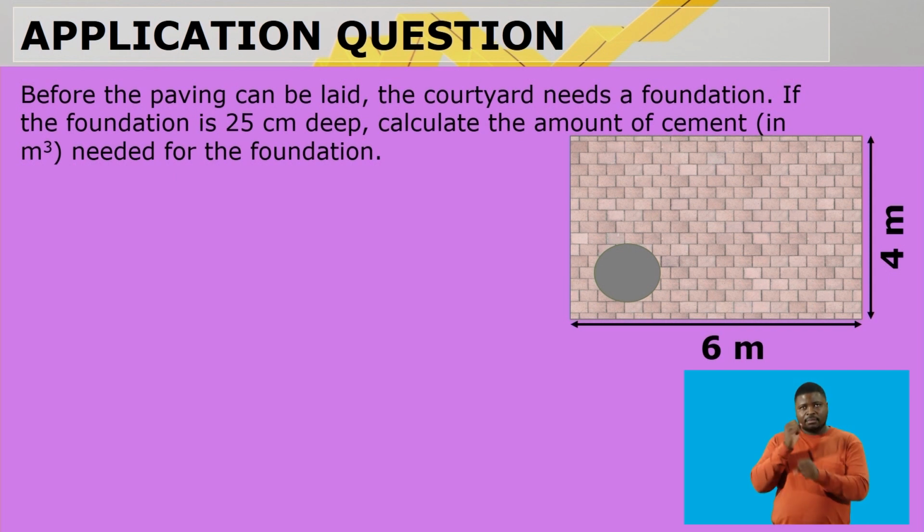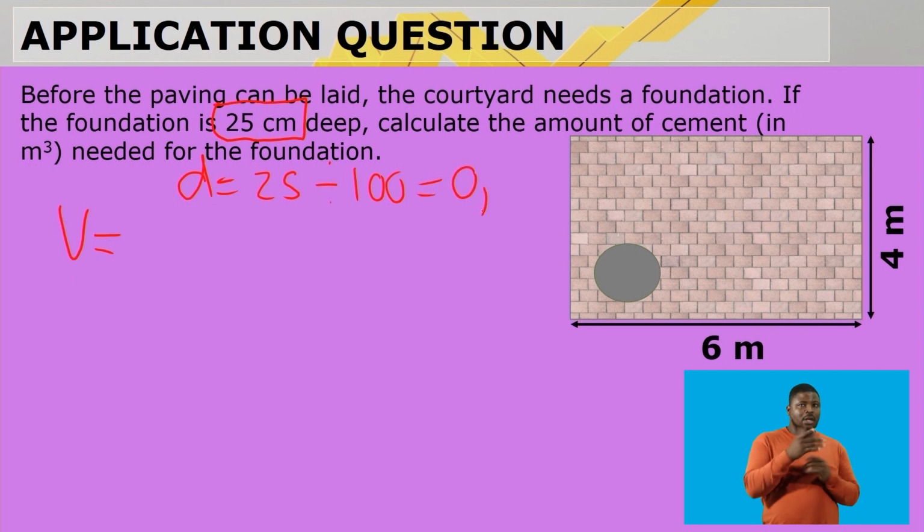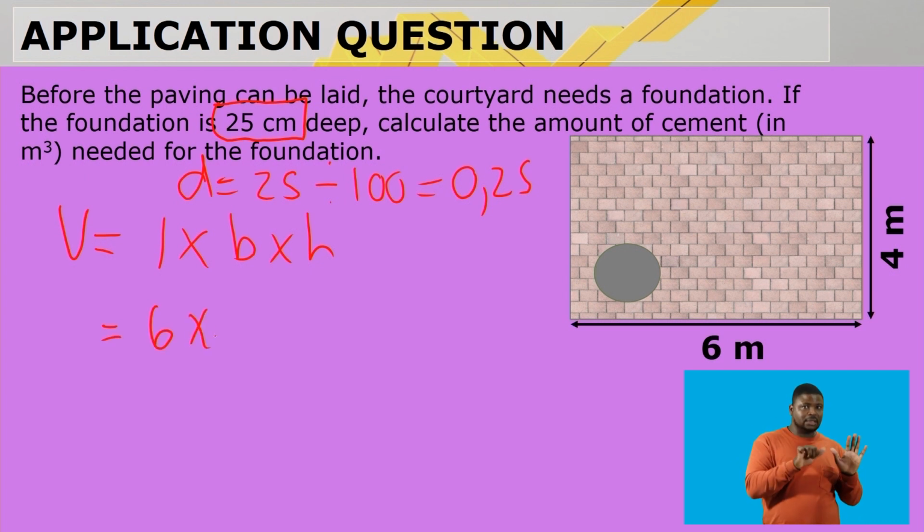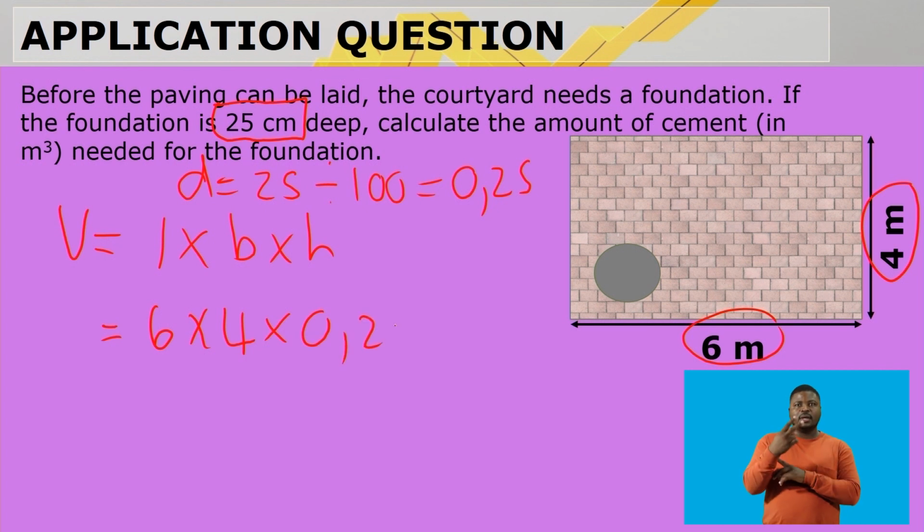If the foundation is 25 centimeters deep, calculate the amount of cement in cubic meters needed for the foundation. So now we know it's going to be the volume. But they want the answer in cubic meters, so we need to convert the depth to meters first. So it is 25 centimeters divided by 100 to go to meters, and that's going to be 0.25. So the volume, length times width times height or depth in this situation, is going to be 6 times 4 times 0.25, which is 6 cubic meters.